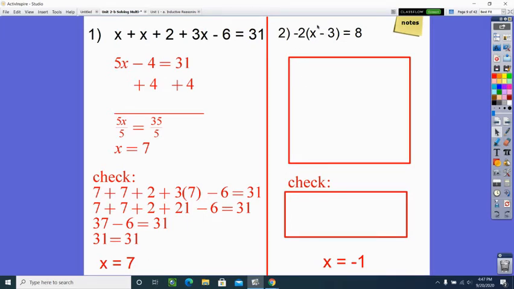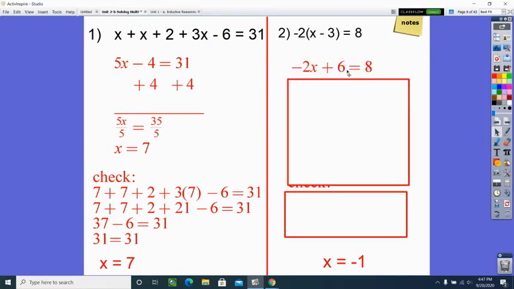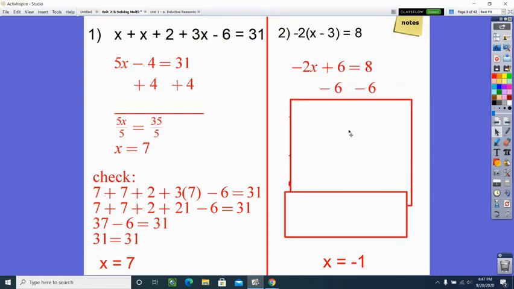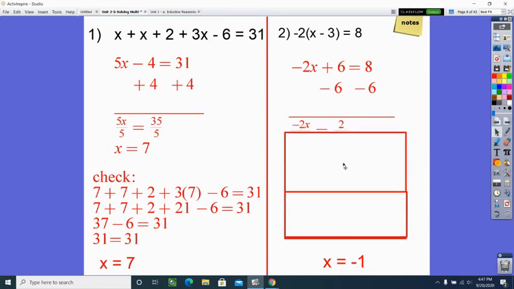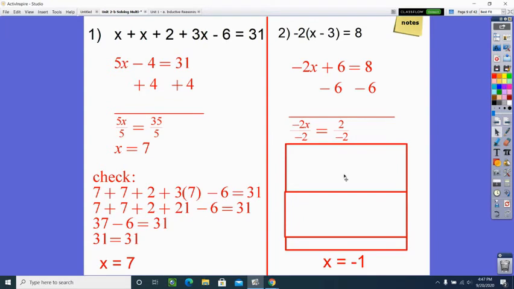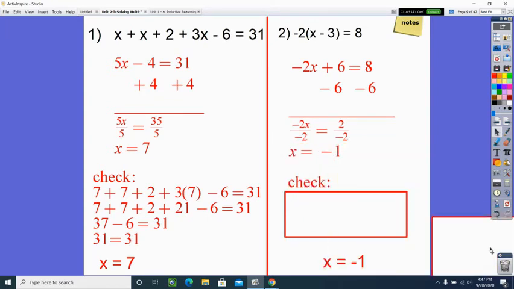Okay, the next one, we're going to do our distributive property, negative 2 times x and negative 2 times a negative 3. Do you have negative 2x plus 6? Did you goof up back here? Careful. Now we're at a 2-step, so you subtract your 6. You get negative 2x equals positive 2. Divide by negative 2. Don't cut the arm off the number. Answer would be negative 1.